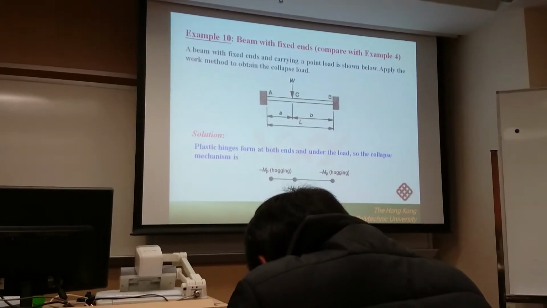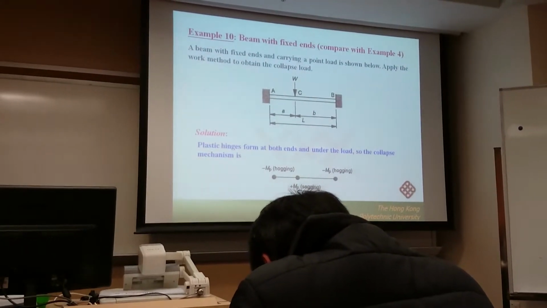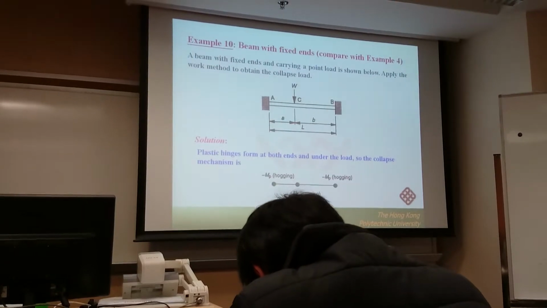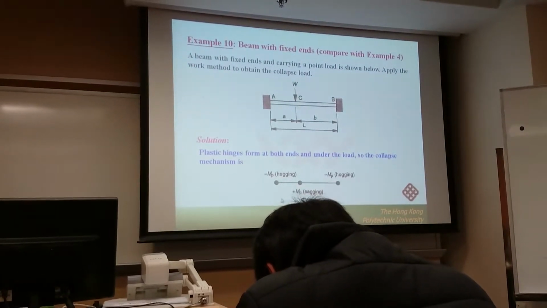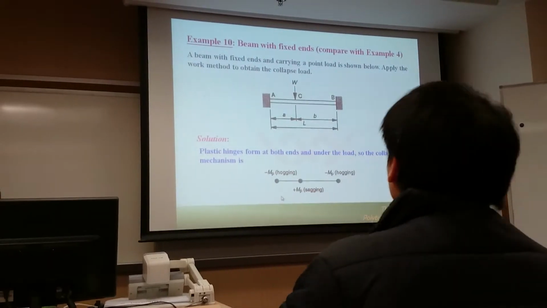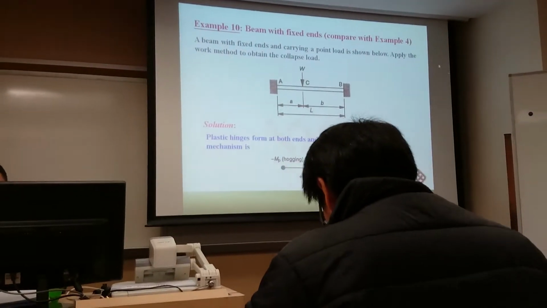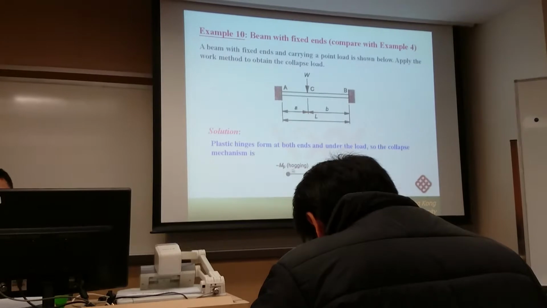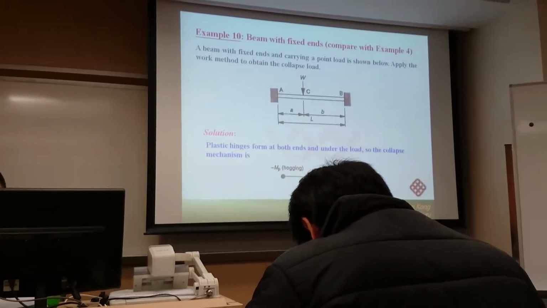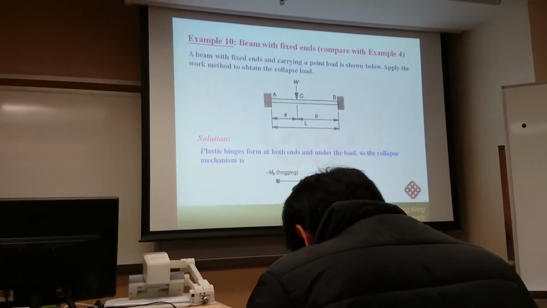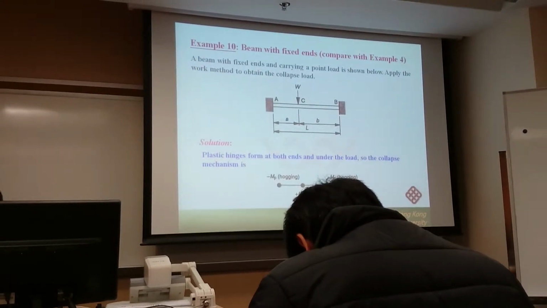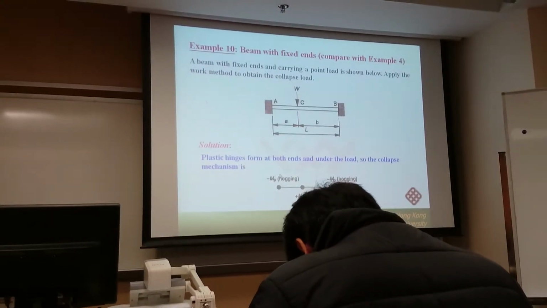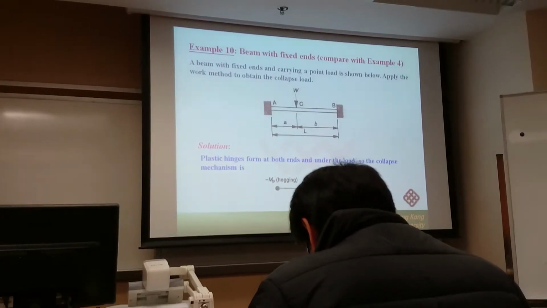We need to form 3 plastic hinges. Here I provide you a sign convention, but it is not useful. You don't need to mind, but I will introduce the sign convention when we do the moment check. It's very easy. We assume the second moment is a positive moment and the following moment is a negative moment. That's all.